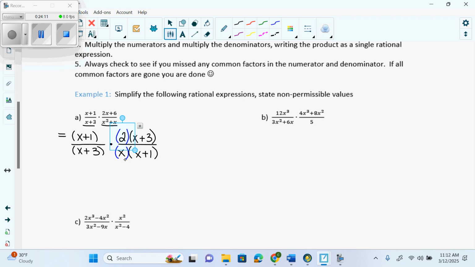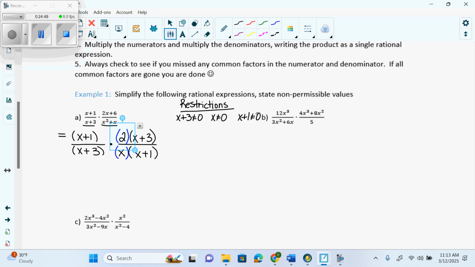Good talk. All right. So, before we go to cancel anything off, what do we have to do? Restrictions, same steps. We're doing all the same steps, correct? I haven't changed anything. So now I'm going to actually have 3 of them, because I have x plus 3, x, and x plus 1 all in the denominators. Okay? So my restrictions are x plus 3 can't equal 0, x can't equal 0, and x plus 1 can't equal 0.